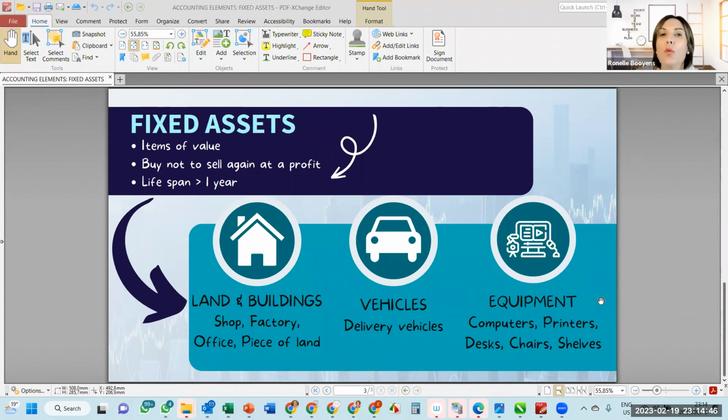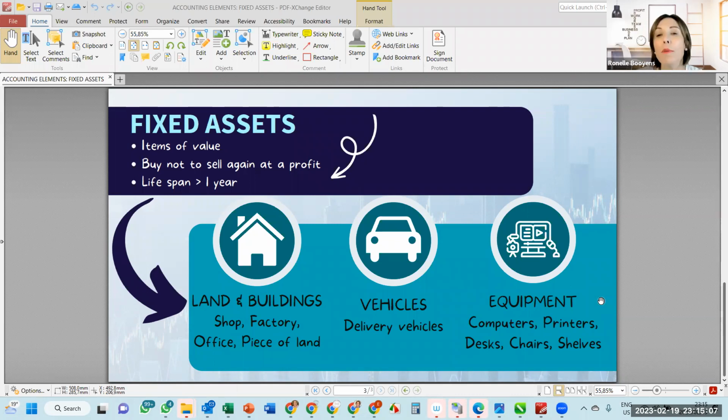Lastly is our equipment fixed assets. This one consists of computers, laptops, your printers, a desk, a chair, shelving, cupboards, and so forth. The fridge in the kitchen, perhaps the kettle even, all of that would form part of your equipment fixed asset.